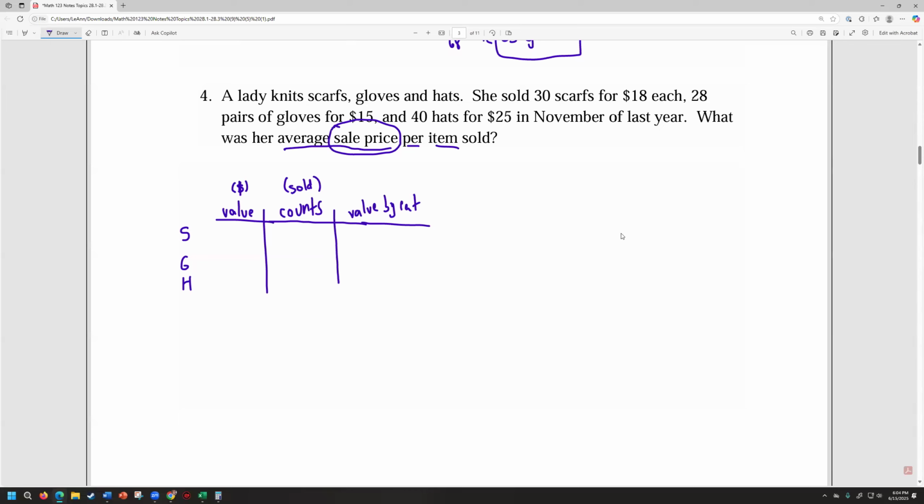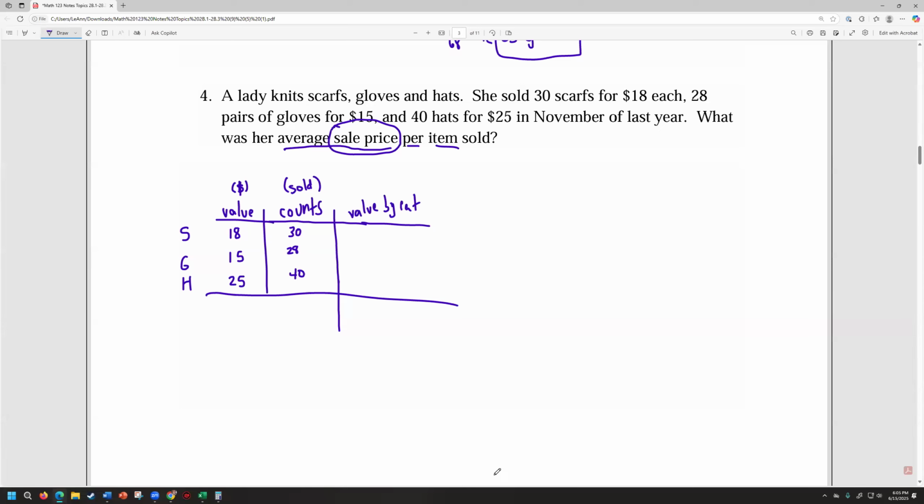So the scarves were $18 because we're averaging the money that we made. The gloves were $15. The hats were $25. Okay. And we sold 30 scarves. We sold 28 glove pairs and we sold 40 hats. Okay. So if we multiply all this together, we're going to get total value of sales.